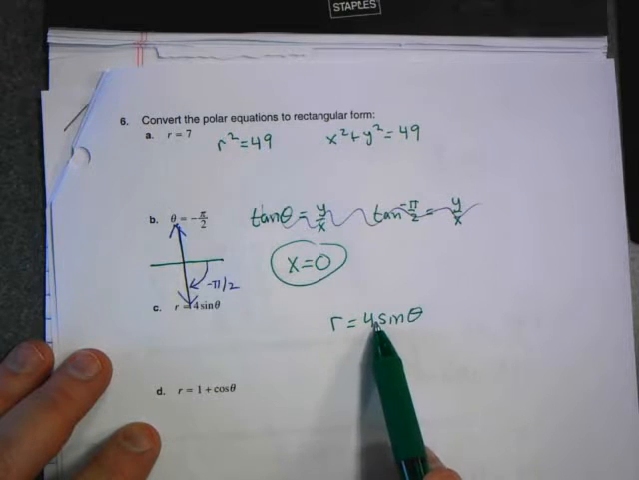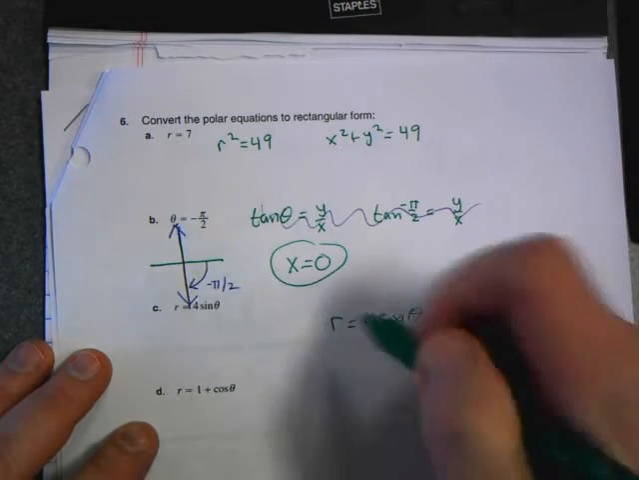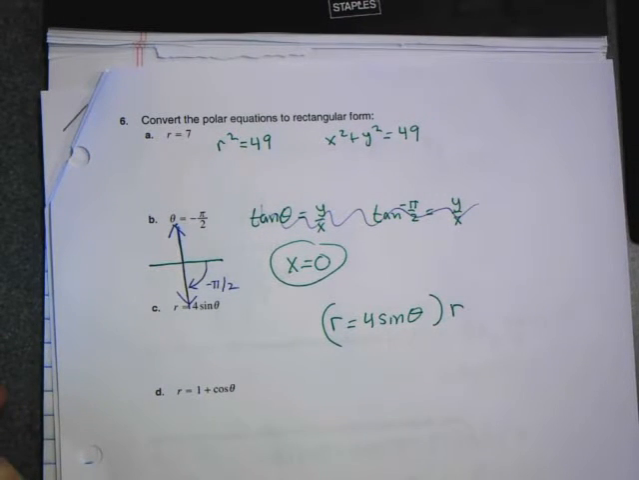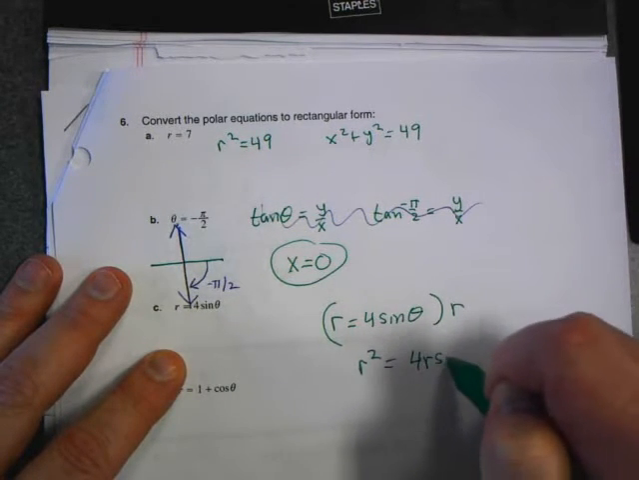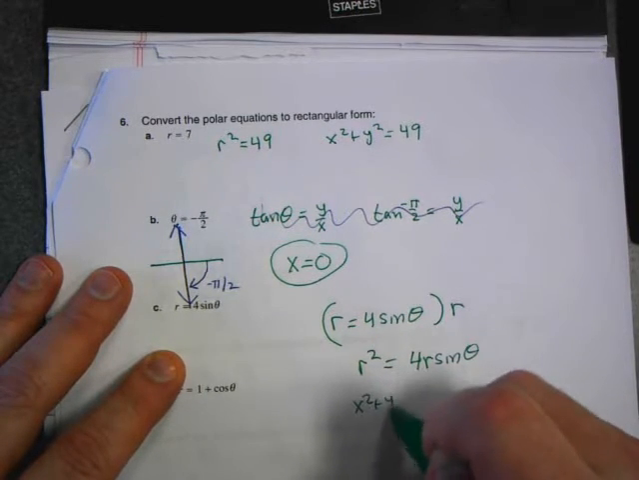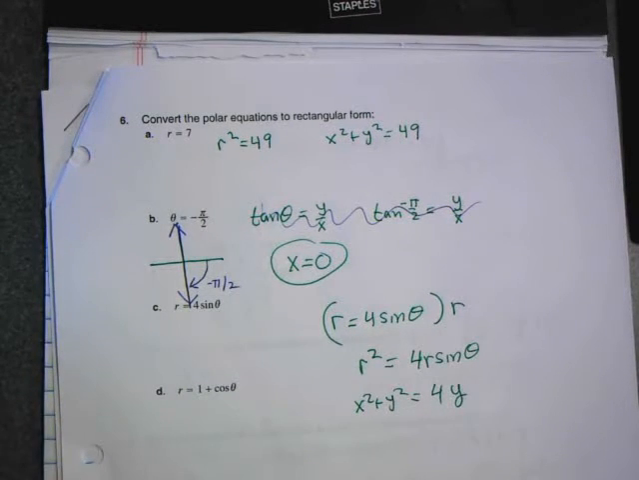Multiply by r, but if I multiply by r over here, it gives me r squared again still. So this is another very common technique in these problems. You multiply both sides by r. And that gives us r squared equals 4r sine theta. R squared is x squared plus y squared. And r sine theta is y. So we get x squared plus y squared equals 4y.